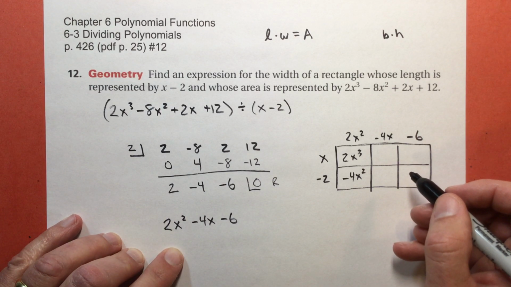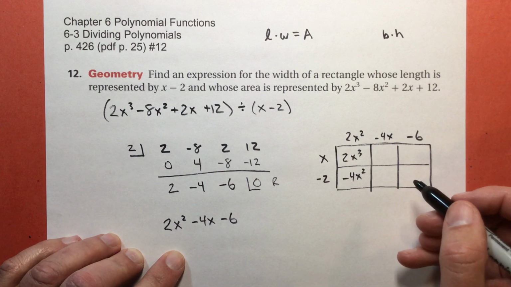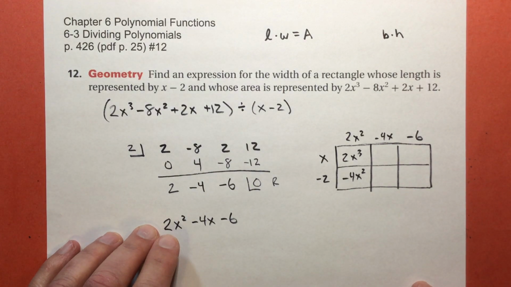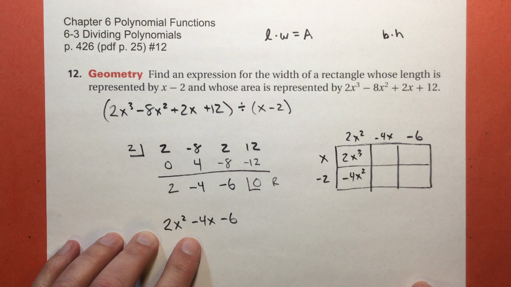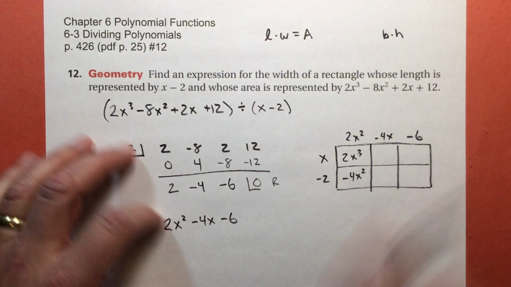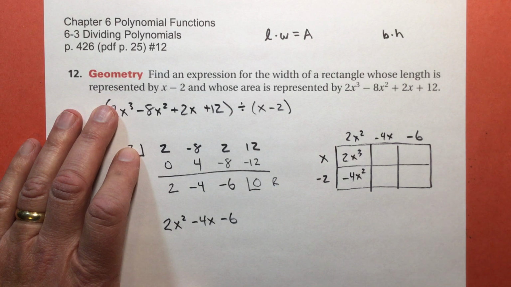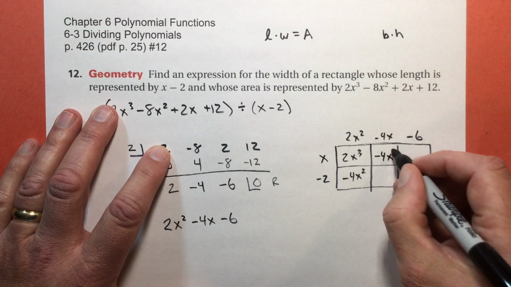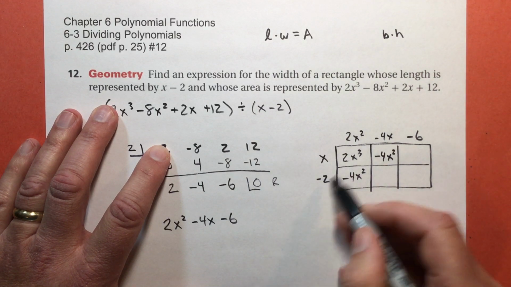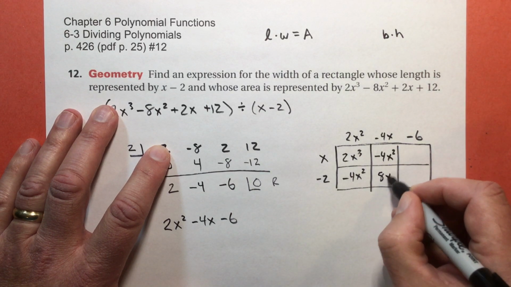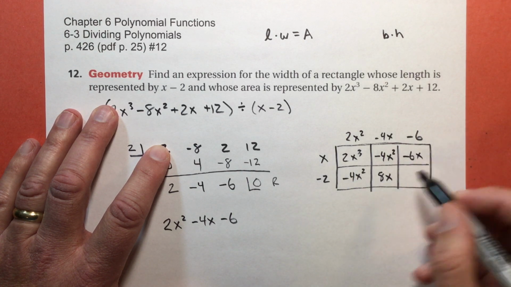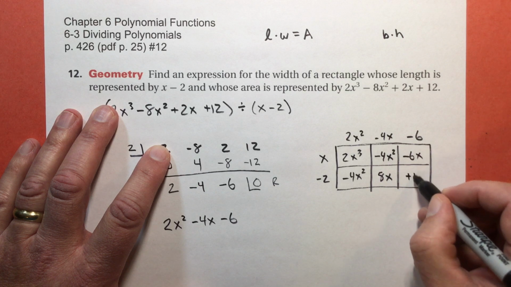What did I do wrong? 1, 2, 3. Just double checking everything, make sure I got it right. Negative 4x. Oh no, I'm good. Sorry, it just looked wrong to me. X times negative 4x is negative 4x squared. Negative 2 times negative 4 is positive 8x. X times negative 6 is negative 6x. And negative 2 times negative 6 is positive 12.